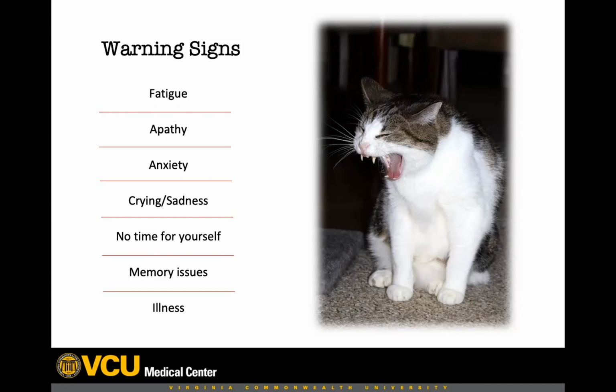Okay. And illness. I told you stress is a killer. It can lead to high blood pressure. It can lead to high cholesterol because it can lead to overeating.